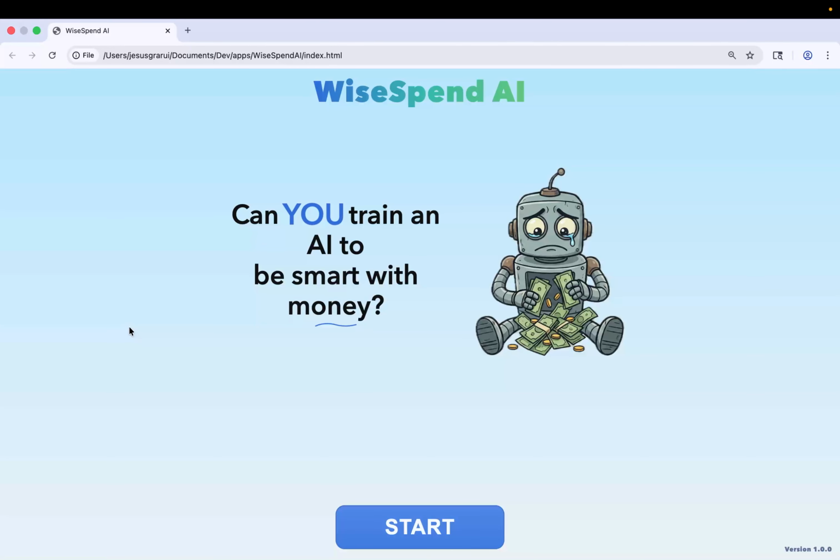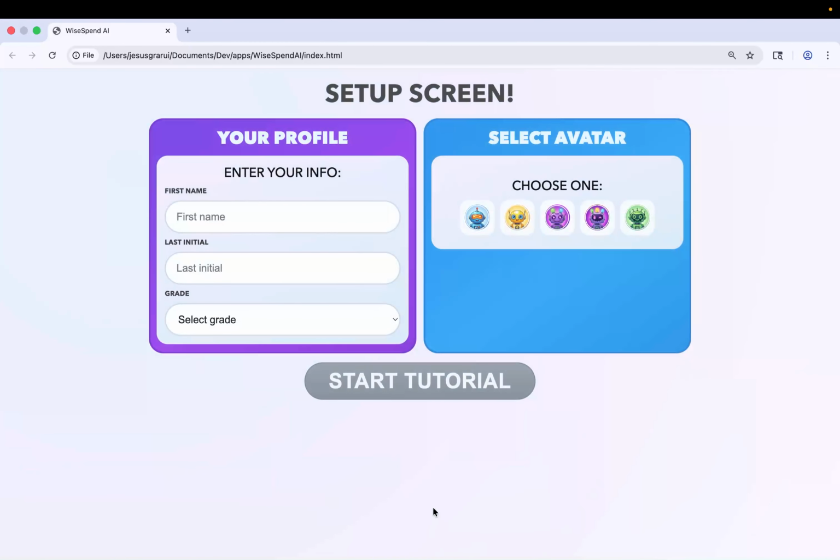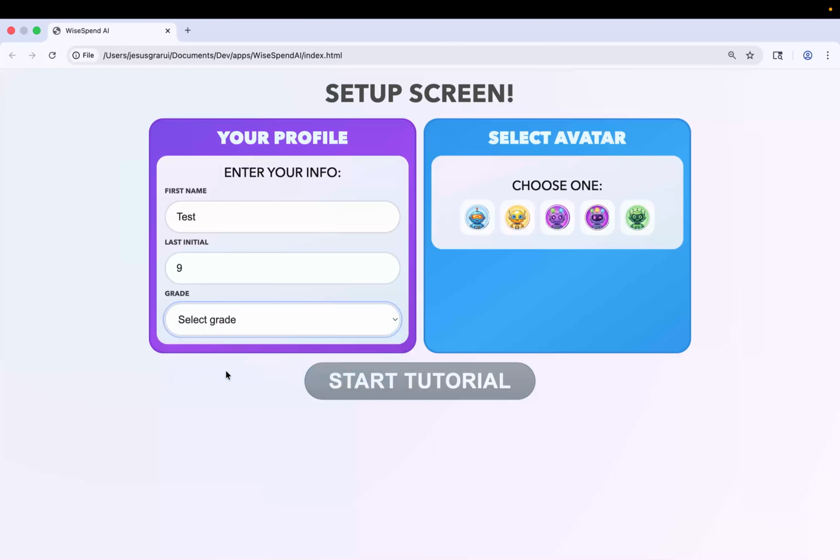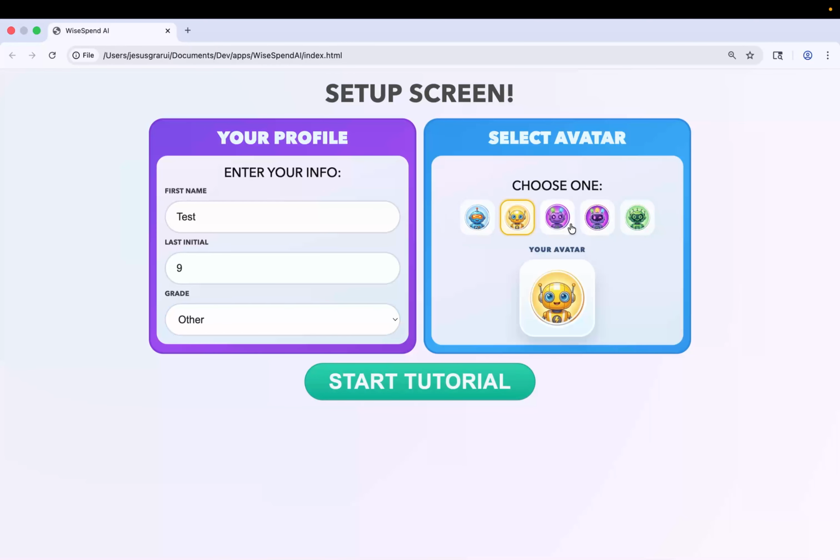The purpose of this software in specific was to teach an AI about wants versus needs and help it determine whether some items are wants or needs. Here, this is the setup screen where the user can type their name, their last initial, and in the case of the students, here they can select their grade and choose a little avatar.